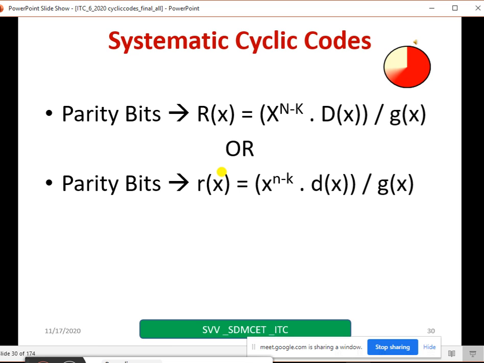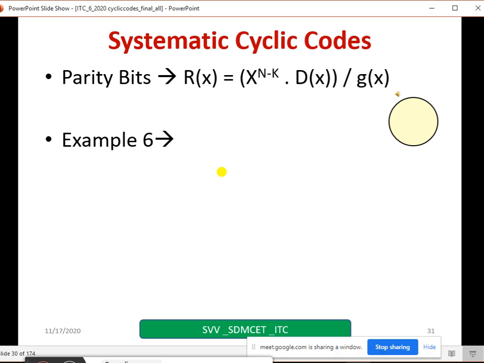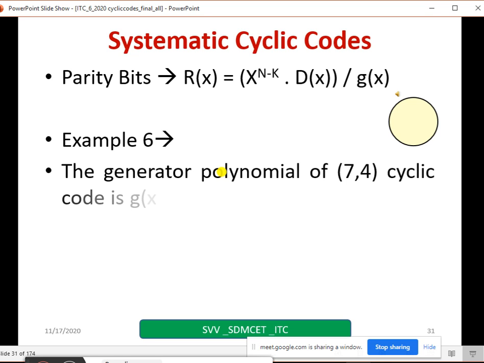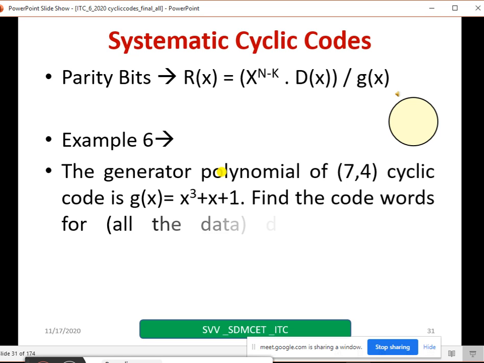With the numerical example, we will discuss systematic cyclic codes. But remember, most of the time, if they do not mention systematic or non-systematic, by default, it is a systematic only. In the question papers, in the books, everywhere. So let us copy down one example. Discussion we will do in the next class.